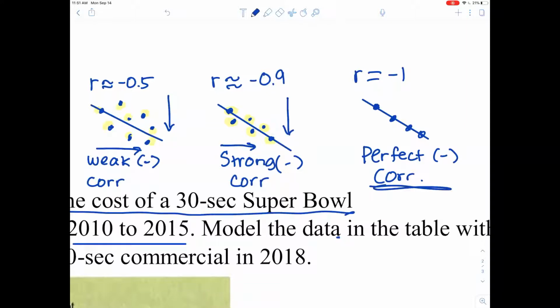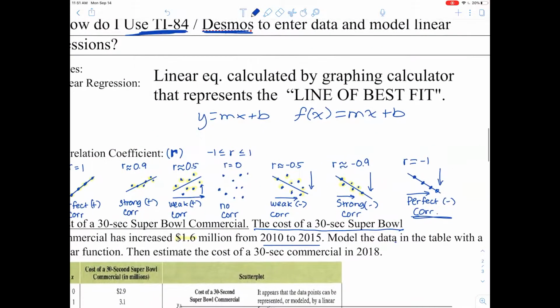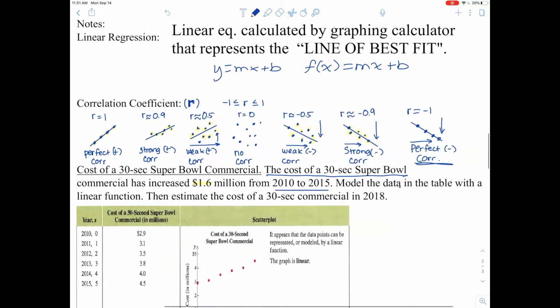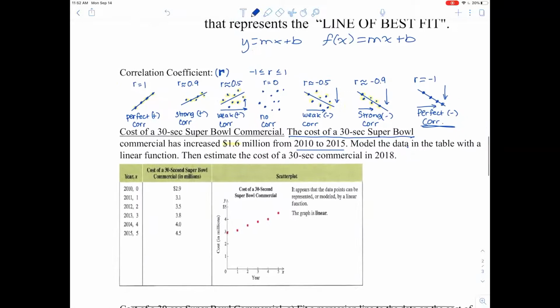And then here is your R equals -1. That's a perfect negative correlation. As you move right, the graph moves down in a perfect line. So that'll be useful when you're trying to decide whether your linear model is a good predictor of an outcome. Okay, so remember that.